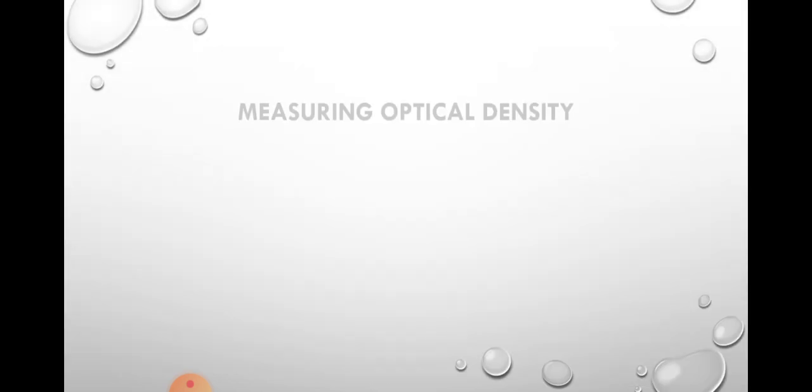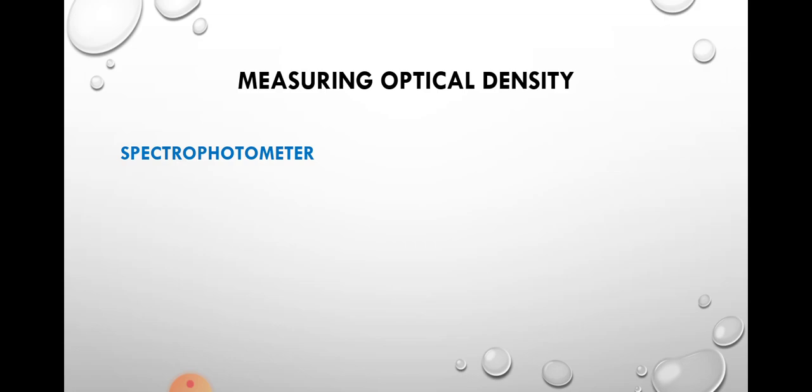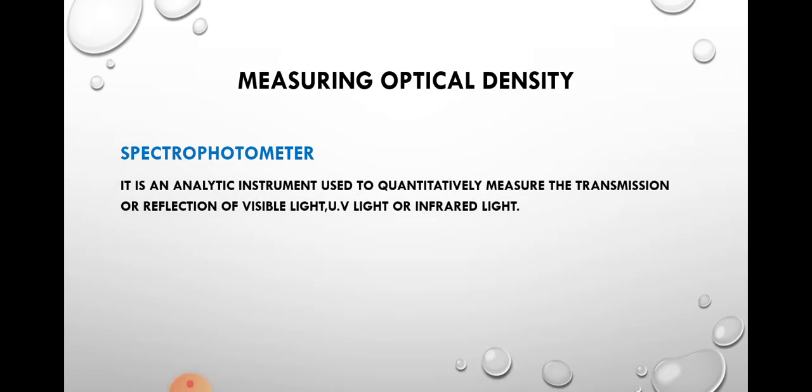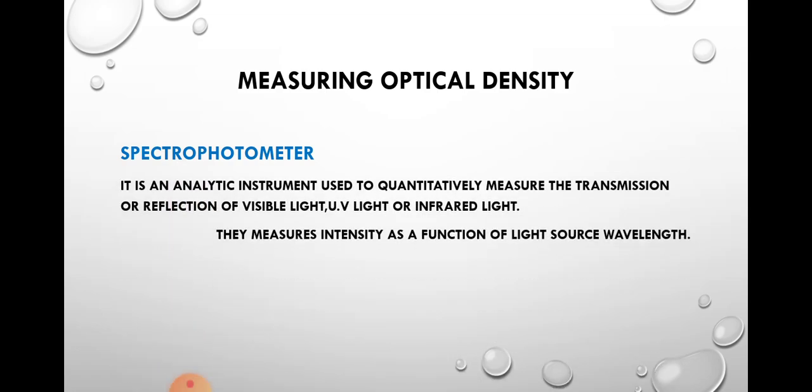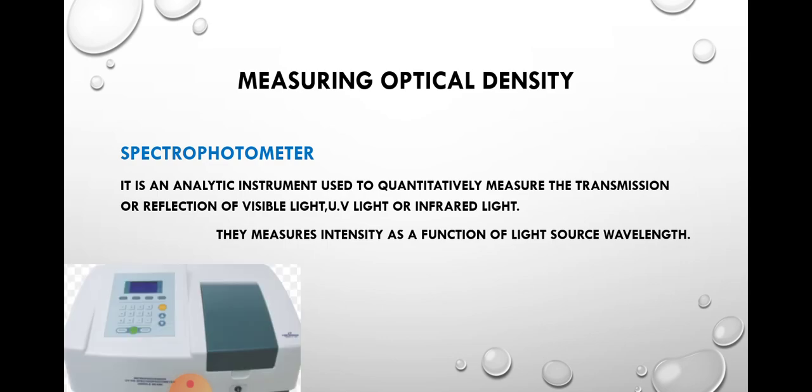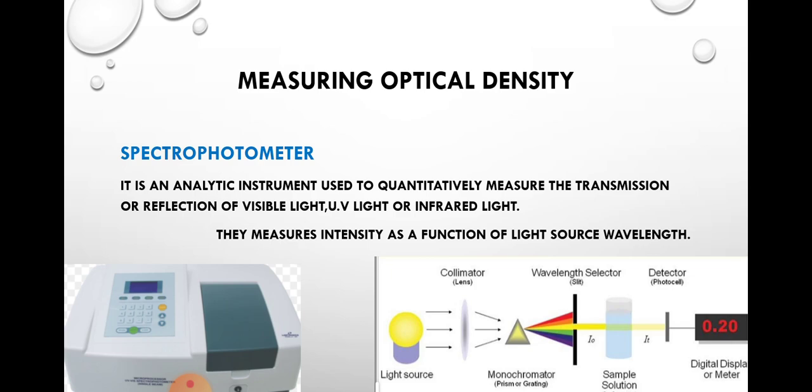To measure the optical density, we have an instrument known as a spectrophotometer, which is defined as an analytical instrument used to quantify and measure the transmission or reflection of visible light, UV light or infrared light. This is how the machine really looks.